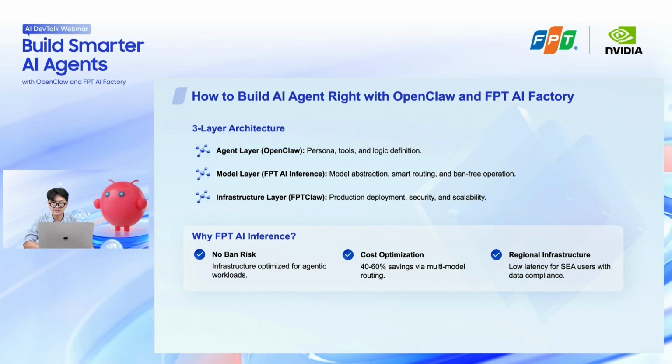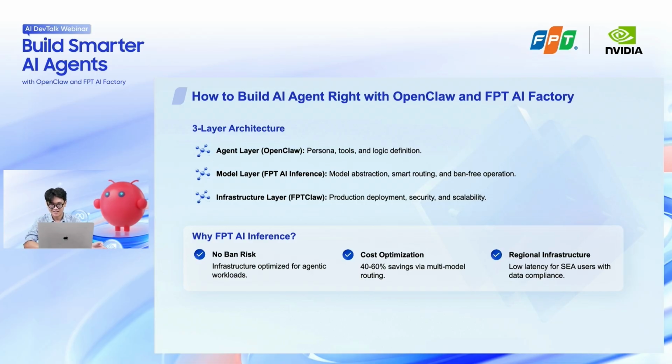And layer three, the AI infrastructure: caching, rate limiting, authentication, monitoring, fallbacks, and this is FPT Claw, which we'll show you at the end. Building an agent without these three layers is like riding a motorcycle at 100 kilometers per hour with no helmet, no mirrors, no brakes. It's thrilling, right up to the first intersection.